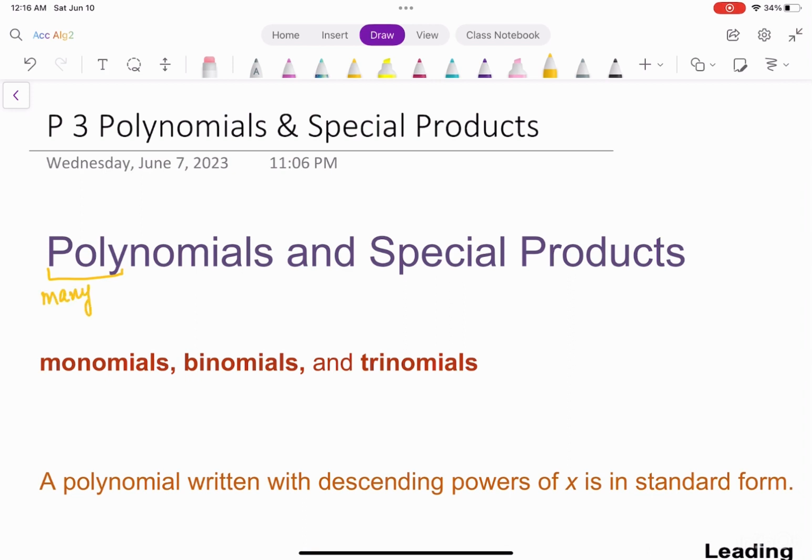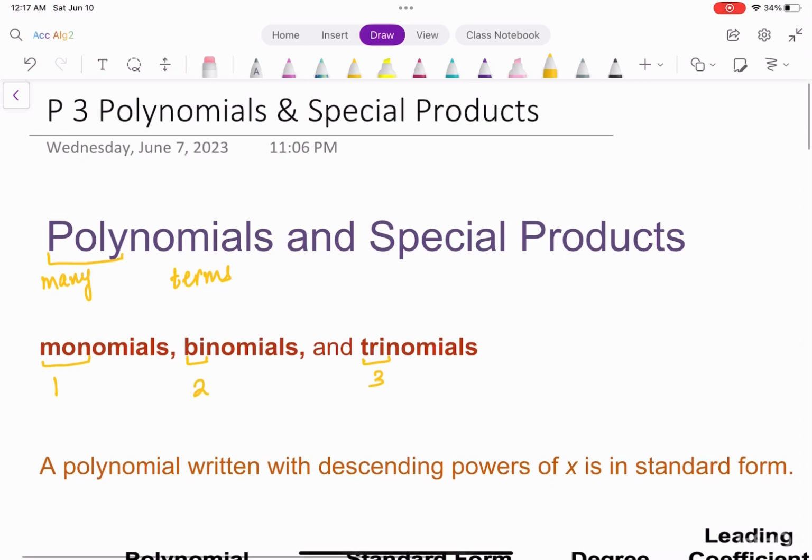So as I mentioned earlier, poly means many, and when we are talking about nomials, that means how many terms. Mono means one, so when there is only one term, that is a monomial. Two terms is binomial, and three terms is called trinomial, right? So these are the basic things that we need to understand.